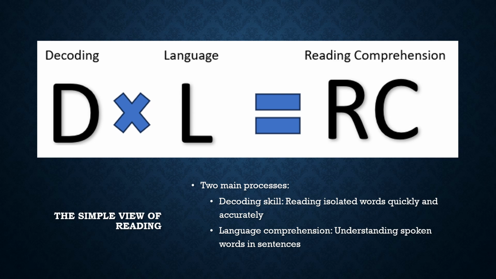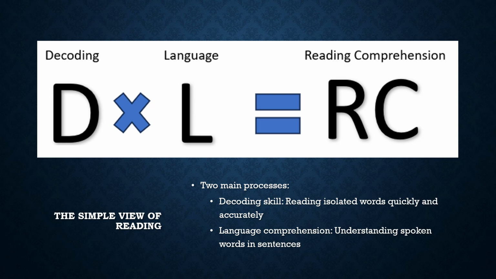He then expanded on his initial theory of reading and created the simple view of reading. This model condensed the stages of his previous model into 2 processes: decoding skill and language comprehension. Decoding is the ability to read isolated words quickly with accuracy through sound-letter correlation. Language comprehension is defined as the ability to make meaning from words that are spoken as part of sentences.